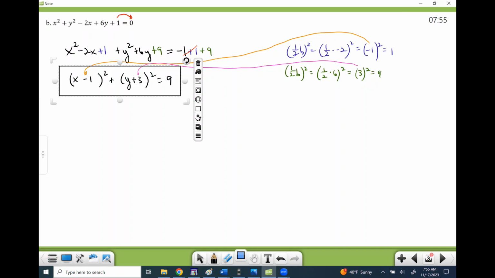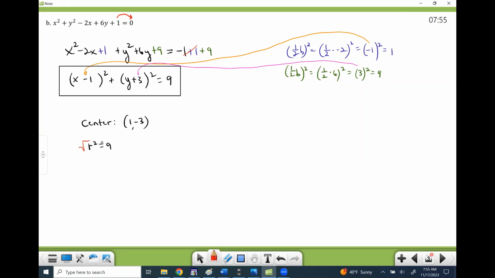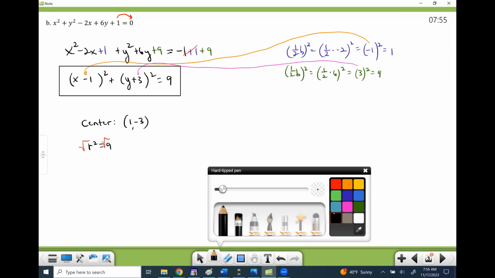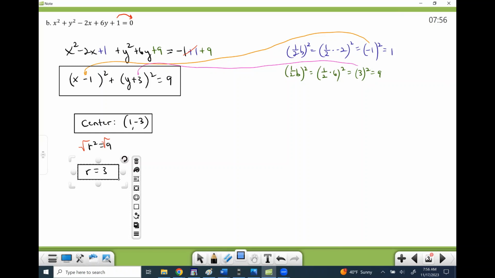So let's go ahead and get the center. So it looks like the center is going to be (1, -3). And then if r squared is 9, and we square root those, it looks like r is going to be 3. R is going to be 3. All right. Hopefully on that second round, you got a little bit better. Okay.